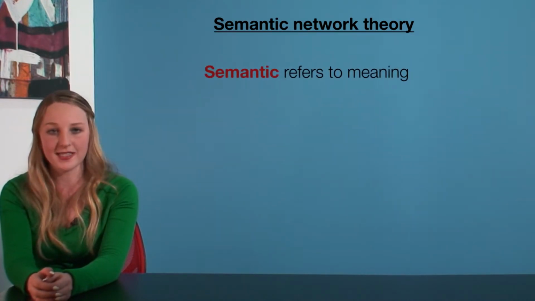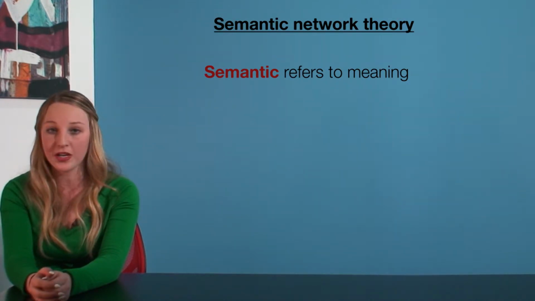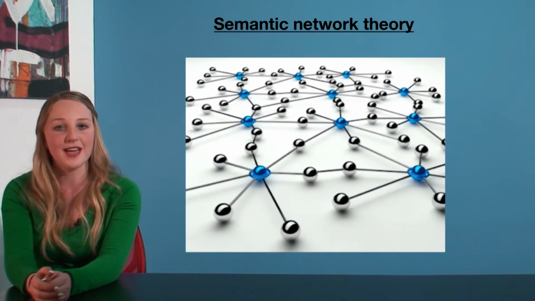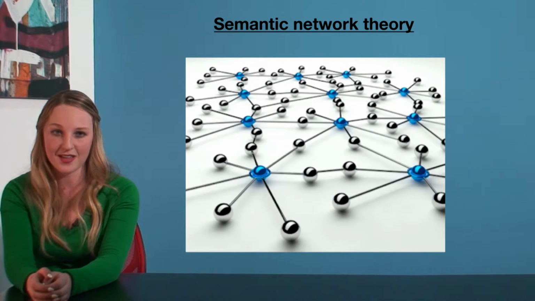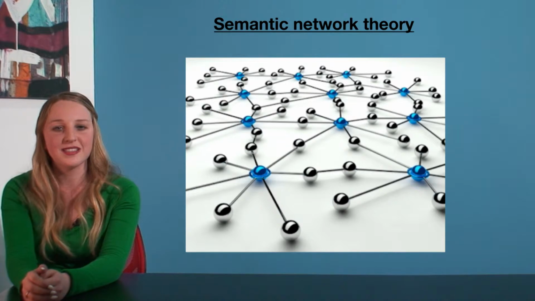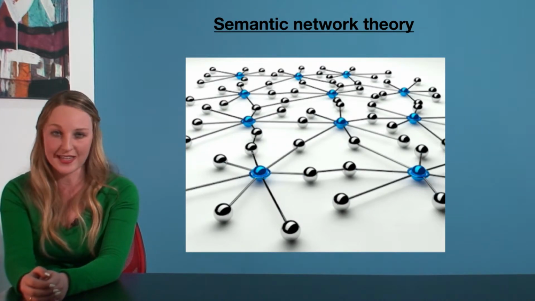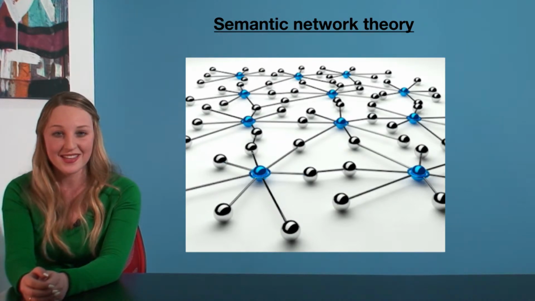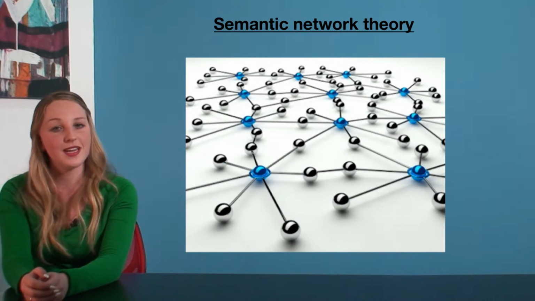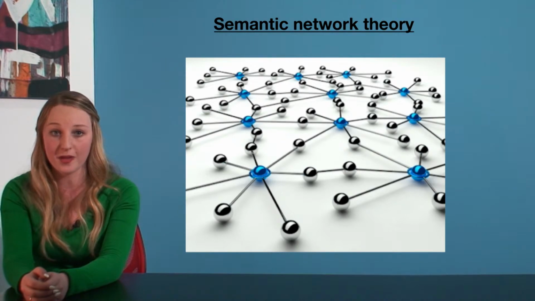We know that semantic refers to meaning, remember? Craik and Lockhart's semantic level of encoding is all about linking meanings. A network we can understand as a series of interconnecting things, and a theory is, well, a theory. If we put those things together, then we have, basically, a theory about a series of interconnecting meanings. In essence, that is exactly what the semantic network theory is. Indeed, the semantic network theory proposes that we mentally store information by their meanings.